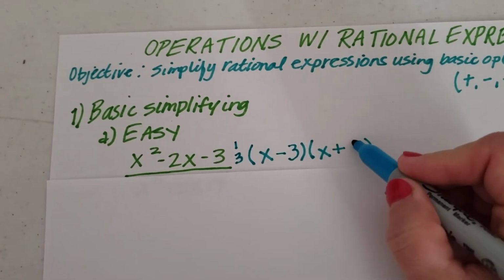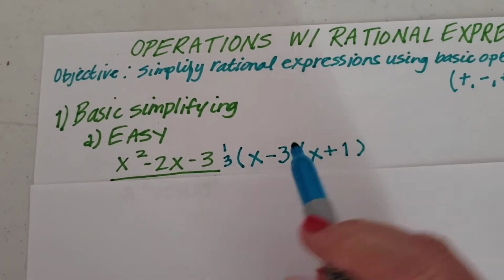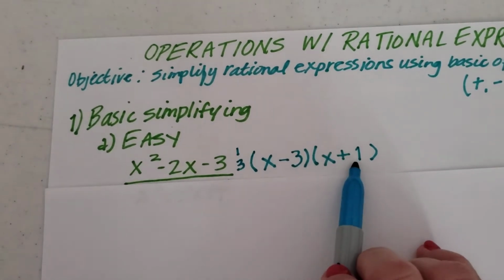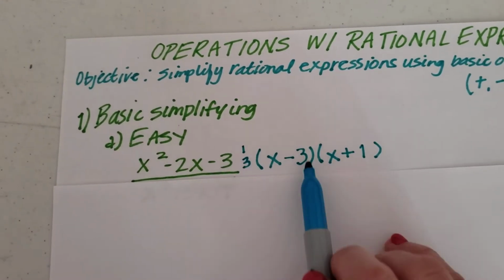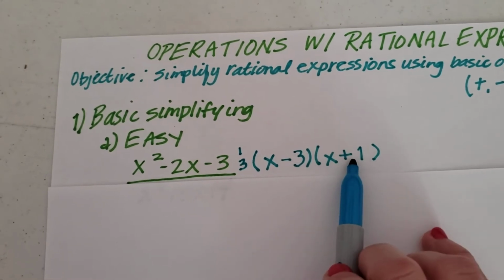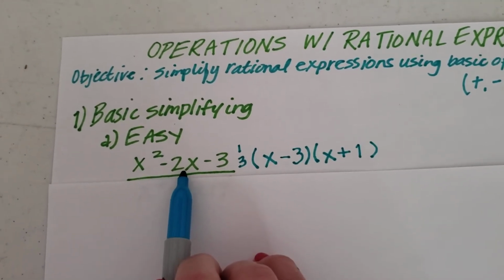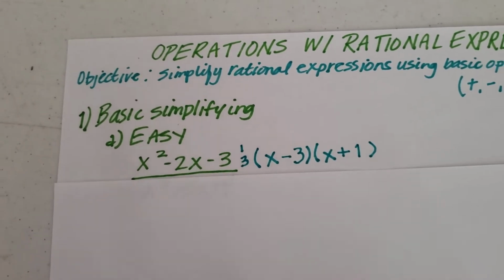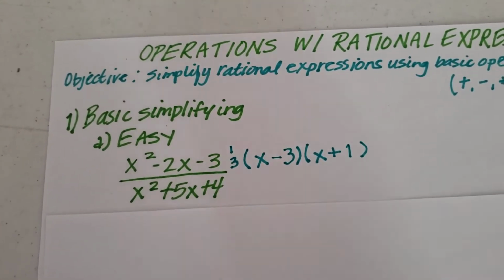and x plus 1. So if we take a look, we've got x times x gives us x squared. Negative 3 times positive 1 gives us the negative 3. And then negative 3 plus 1 gives us the negative 2 with the x, okay? So there's the factors of our numerator.